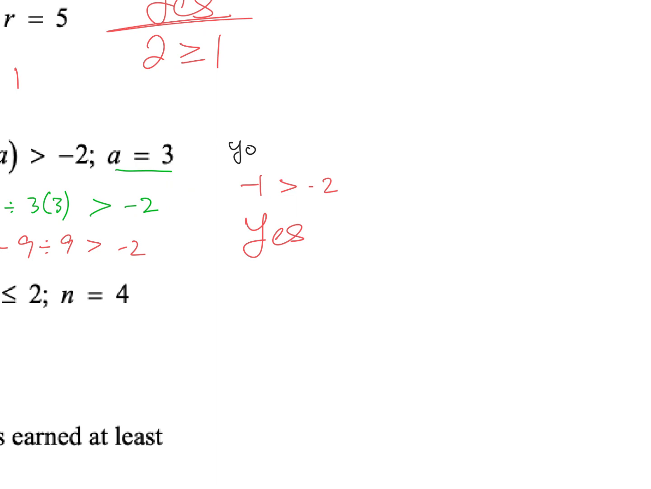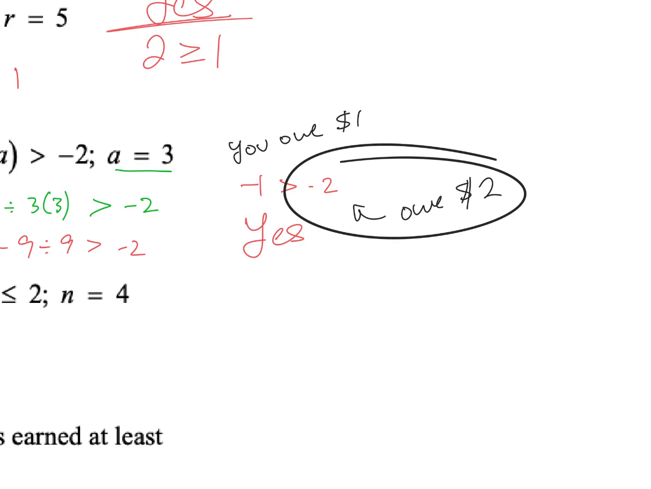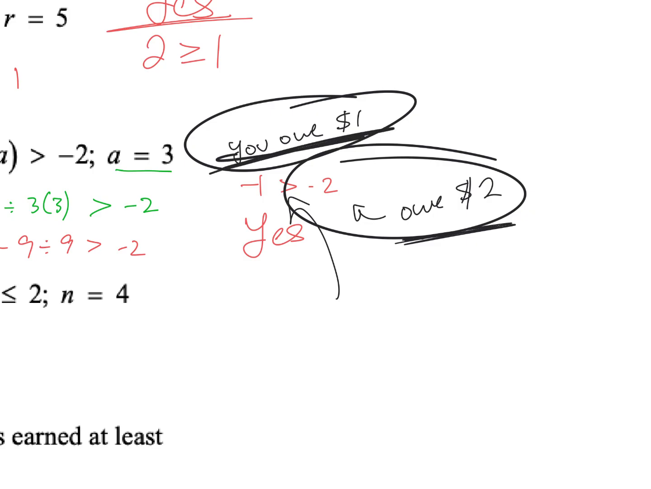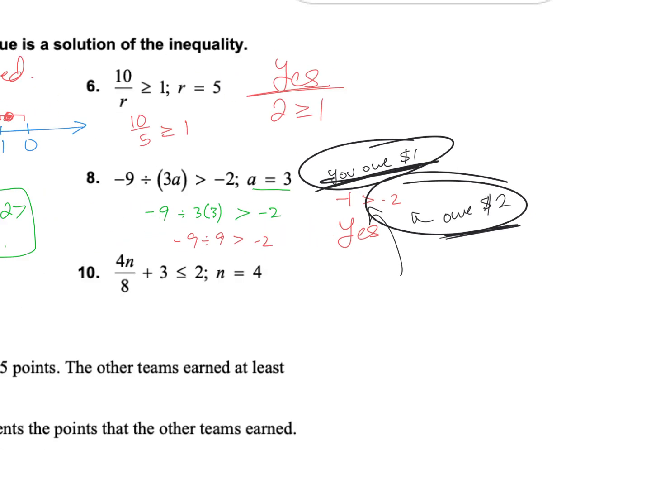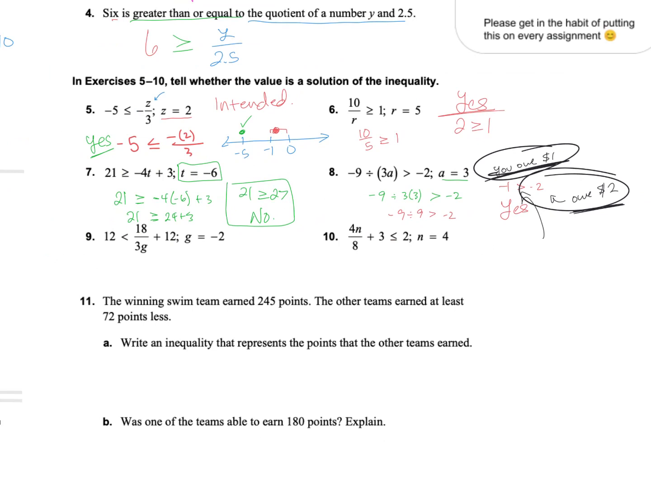If you owe $1, and then this guy owes $2, who owes more? Who has the most negative number? This guy. So it is definitely less than this one. And in fact, wait a second, that says greater. Yeah, so if this one is less, then this one is greater, right? Anyway, it's however you think of it.